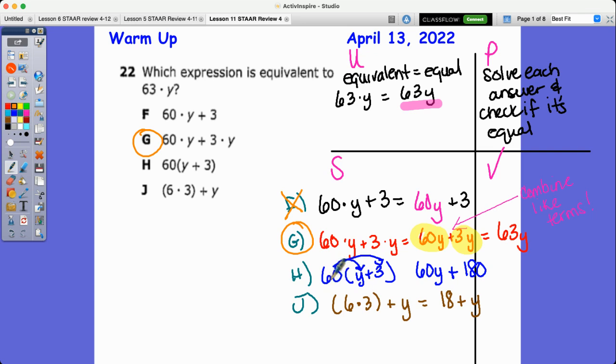H is the distributive property, so I need to distribute that 60 to the y to get 60y, plus 60 to the 3 to get 180. That is not equivalent. It is not the correct answer. And finally, J, I'm going to do inside parentheses first, so I get 6 times 3 is 18, and then I can't do anything with that y, so I just write 18 plus y. Also not equivalent. So the correct answer is G.